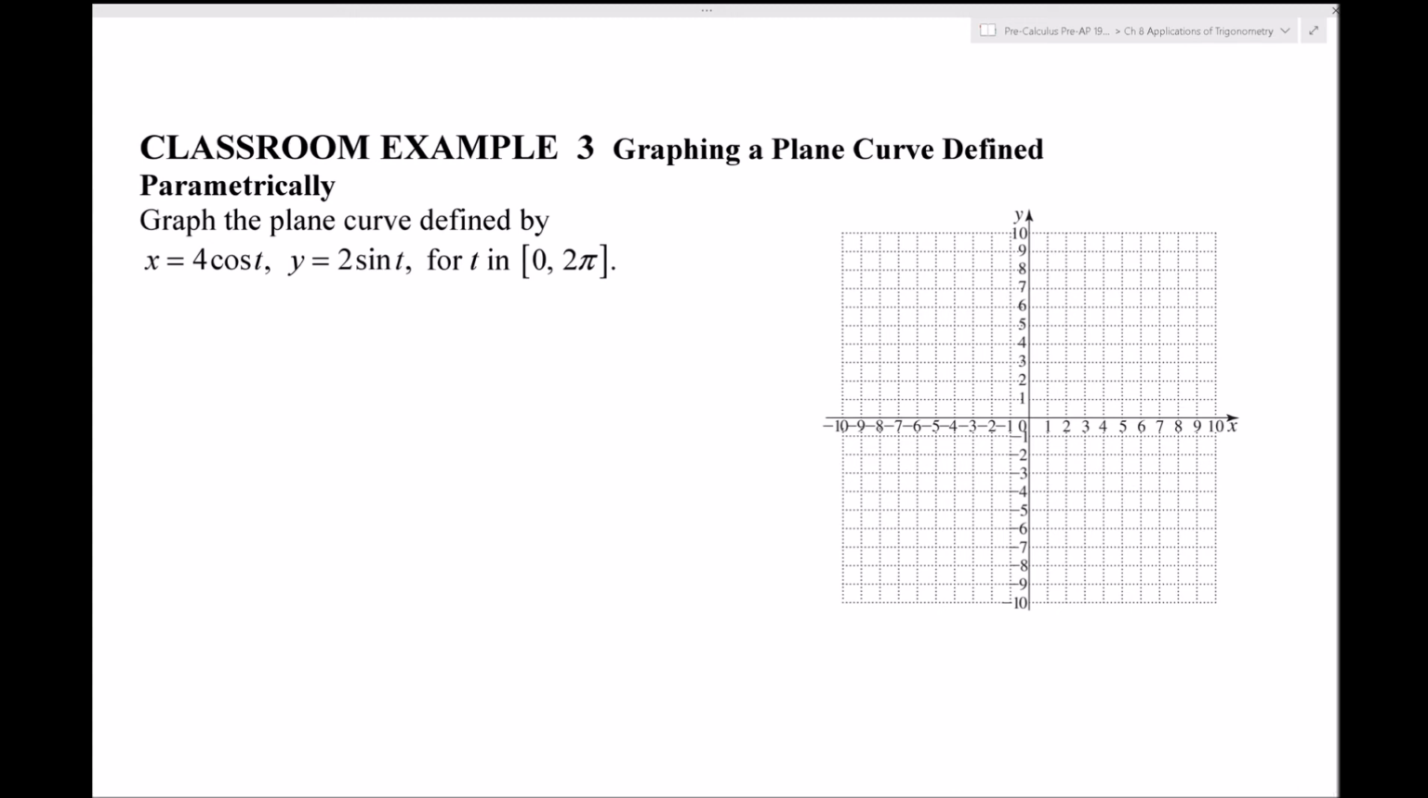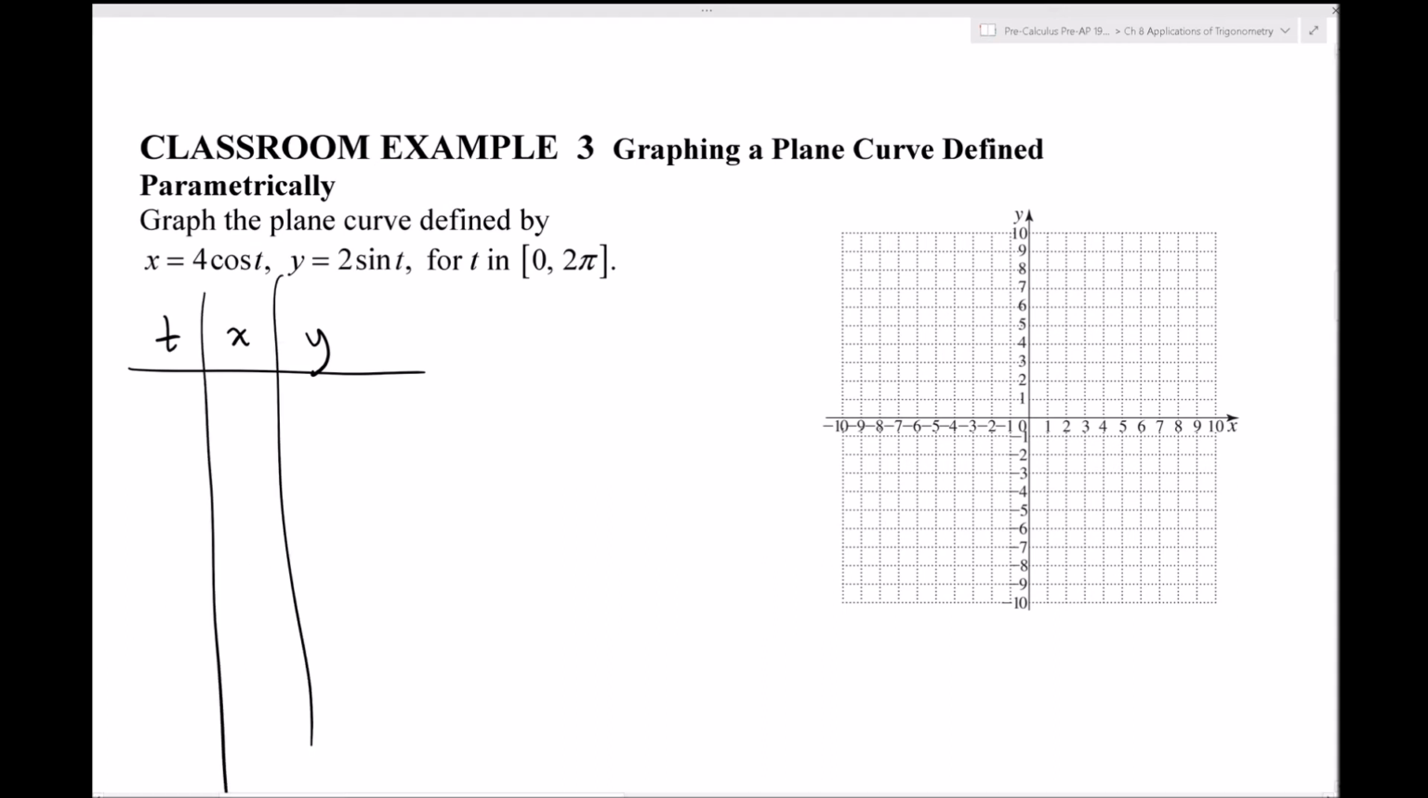t, x, and y. And because we're going from 0 to 2 pi, those are radian values. If I can understand them that way, that might be a little easier. I'm going to do 0. How do we normally do this? If I were drawing sinusoids, we draw 5 points: 0, pi over 2, pi, 3 pi over 2, and 2 pi, right?